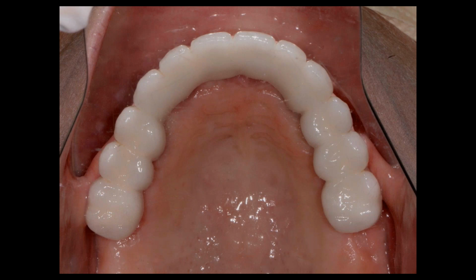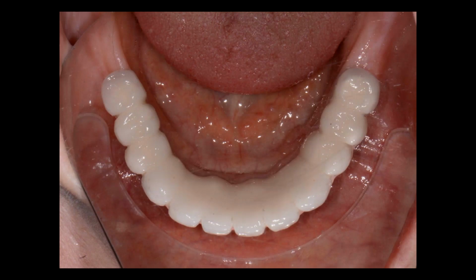In the upper arch, we use custom abutments. In the lower arch, we use stock abutments. Again, we use temporary cement so that if we have to retrieve these restorations, we can easily use the pneumatic crown remover from DentCorp and tap and remove these if necessary.